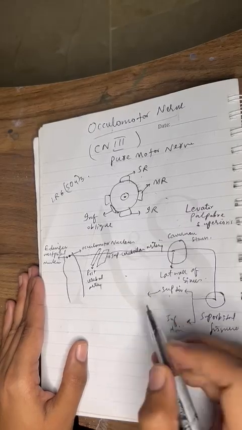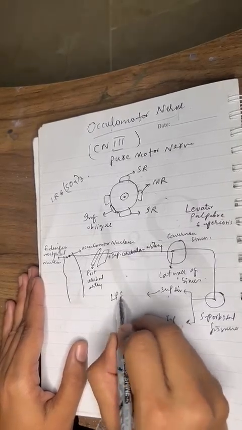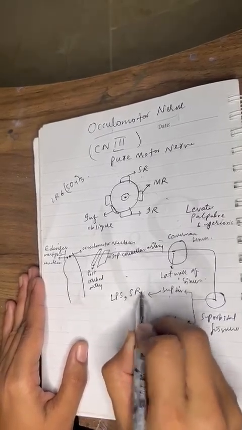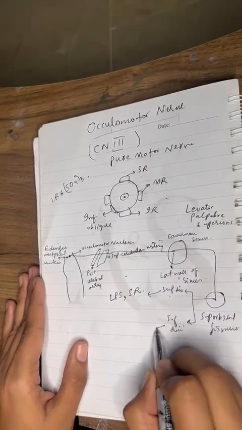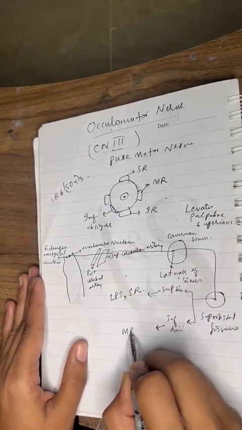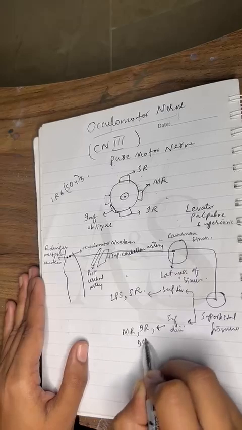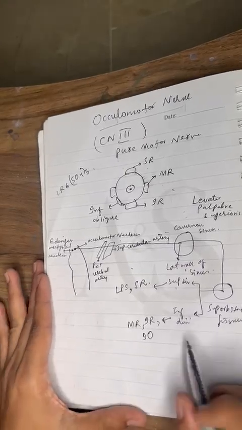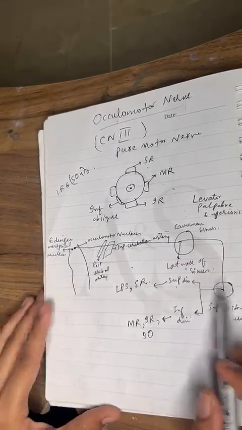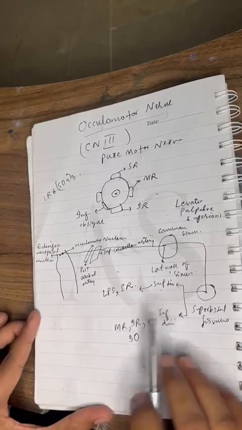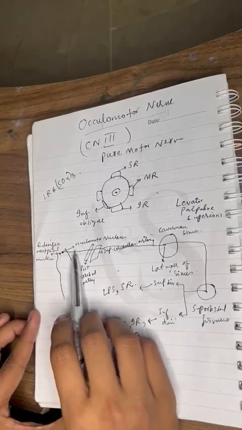Which muscles does the superior division supply? Levator palpebrae superioris and the superior rectus muscle, right? While the inferior division innervates the medial rectus, inferior rectus and the inferior oblique muscle, right? So this is the very simple pathway of the oculomotor nerve which you need to memorize. So it was all about the oculomotor nerve pathway.